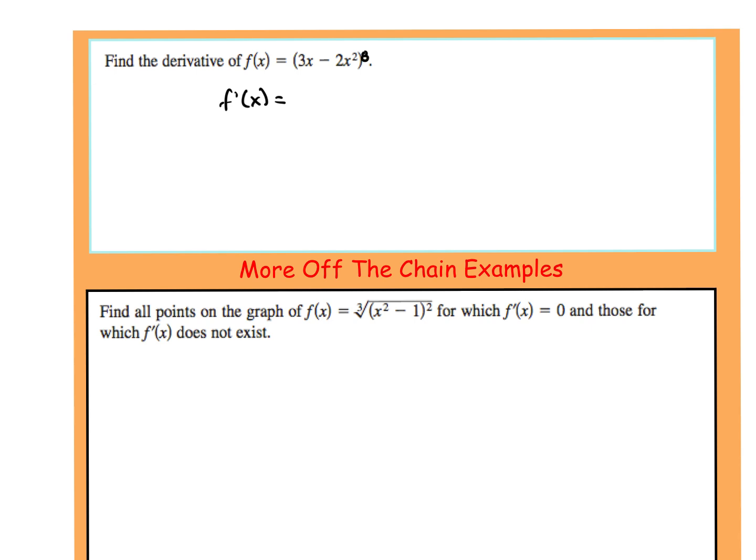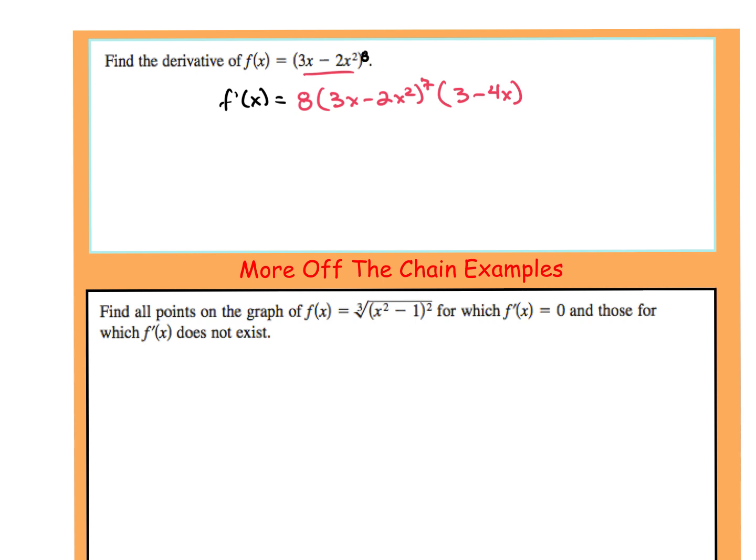So now I have to go from outside, inside. So what comes out front? An 8. So now I have an 8 times 3x minus 2x squared, and now raised to the what? The 7th power. Beautiful. But then what pops out because the chain rule happened? The derivative of the inside. So what is the derivative of the inside? 3 minus 4x.